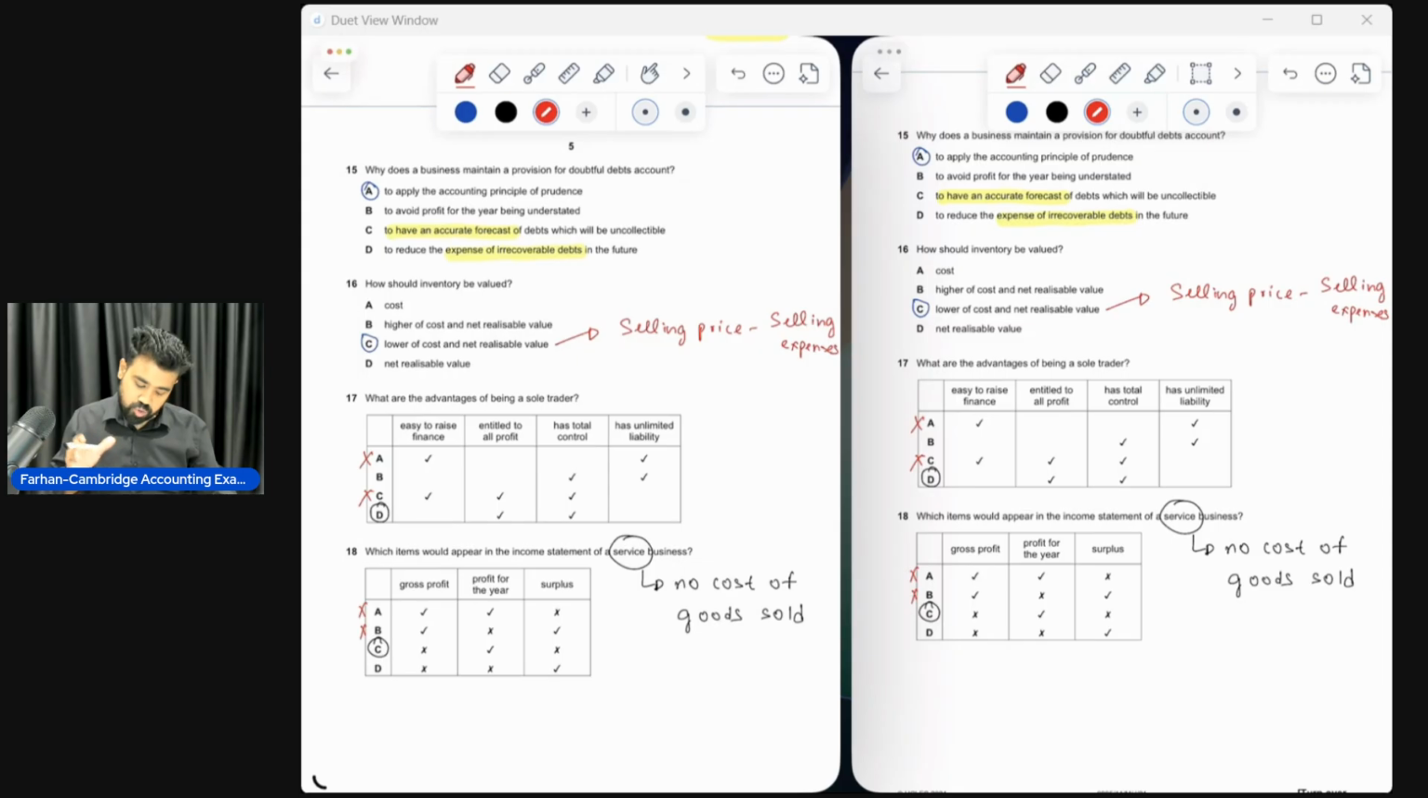But definitely there has to be a profit, right? But there can't be a surplus. Why? Because surplus is the term we use mainly for clubs or where we have subscriptions involved, which are mainly not for profit organizations. It's just a club, and the subscriptions are charged to members, and whatever surplus we have got, it is just transferred to the accumulated fund. It is not really part of a proper business. All right. So on that basis, option C is the correct one to select for number 18. Okay.